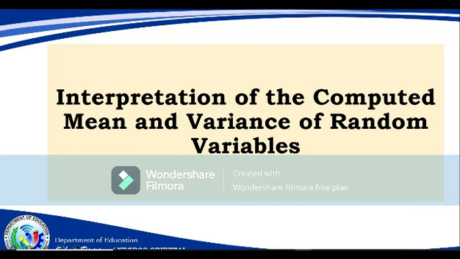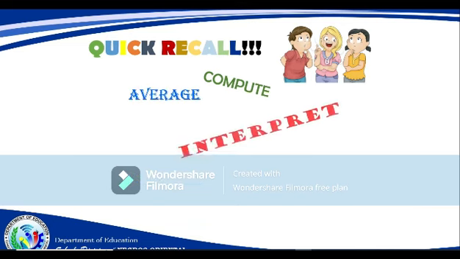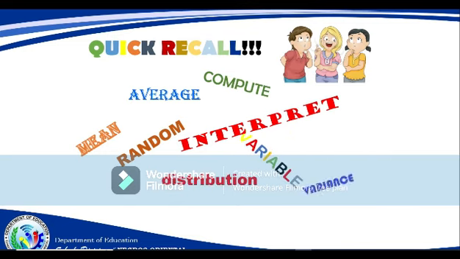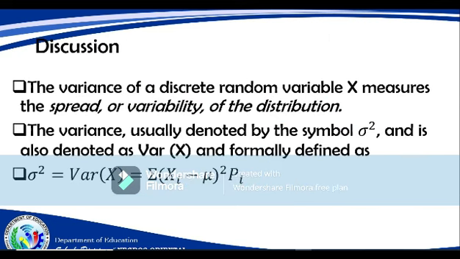Now, interpretation of the computed mean and variance of random variables. So let's have a quick recall. You have compute, average, interpret, mean. We have random, we have variable, we have distribution, we have variance and probability. We also have discrete. Okay, now we tackled all those concepts already in our previous videos. So let's start with the discussion.